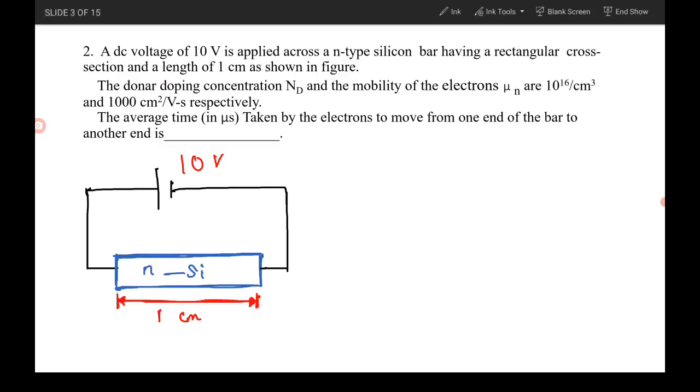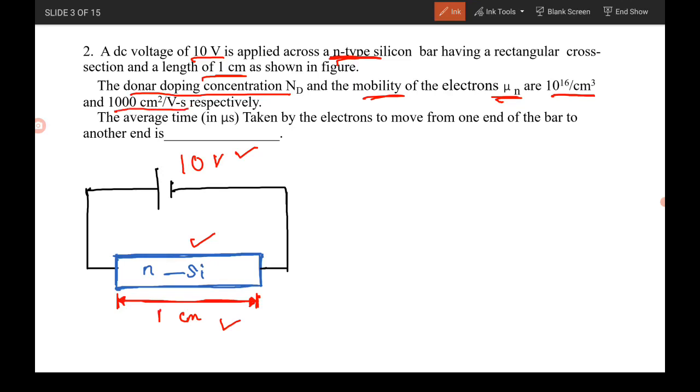In this question you can see a DC voltage, that is 10 volts, is applied across an N-type silicon. Okay, so here the silicon is N-type, having a rectangular cross section, whose length is 1 cm as shown in the figure. So this is the 10 volts applied, the length of the semiconductor is 1 cm, and the semiconductor we are using is N-type. Now the donor doping concentration Nd is given, which is equal to 10 to the power 16 per centimeter cube, and the mobility of electrons mu n is equal to 1000 centimeter square per volt second.